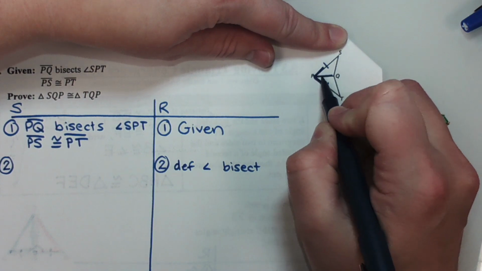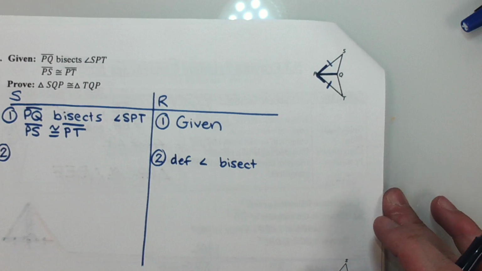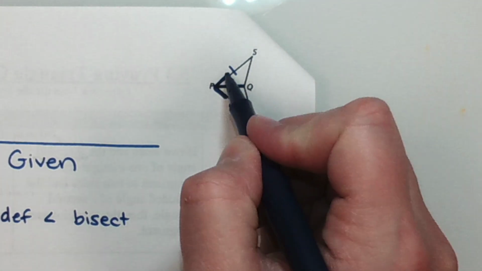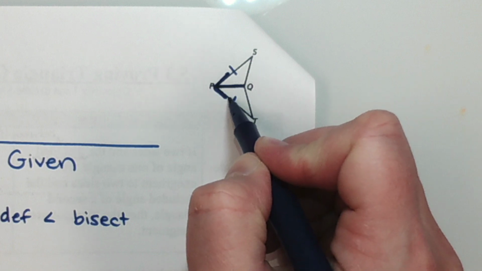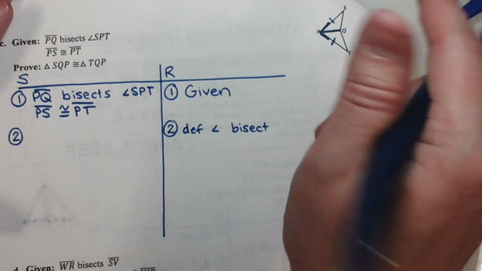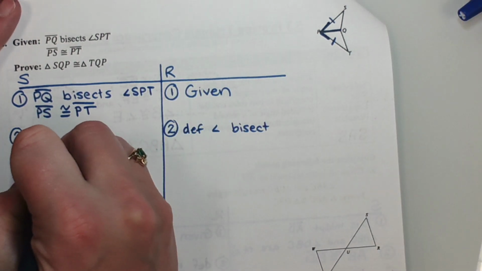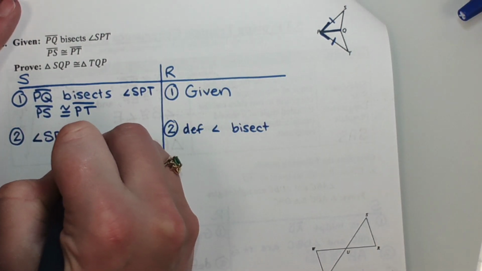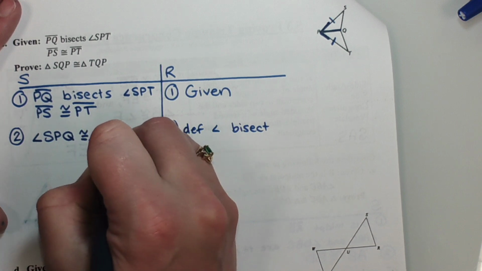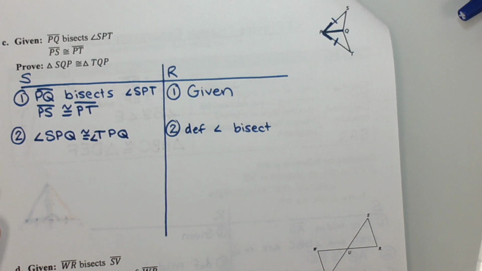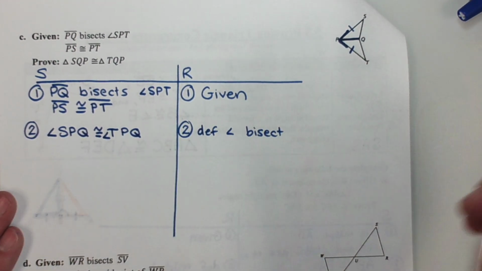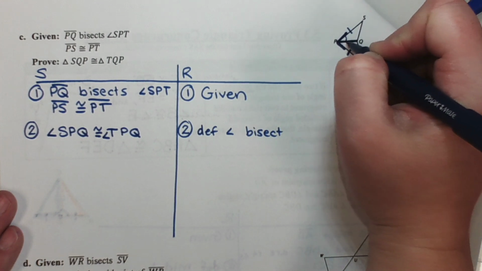If I kind of darken them in and highlight them, the original angle all of a sudden has 2 angles right next to one another. You see these 2 right next to one another? Those are the congruent ones. The top one is called SPQ. The bottom one is called TPQ. Oops, don't forget the angle symbol. When I mark a congruent symbol in the proof, I mark it on the picture.